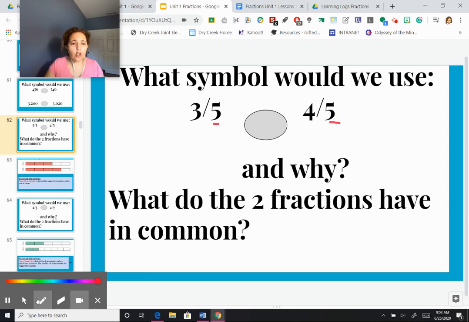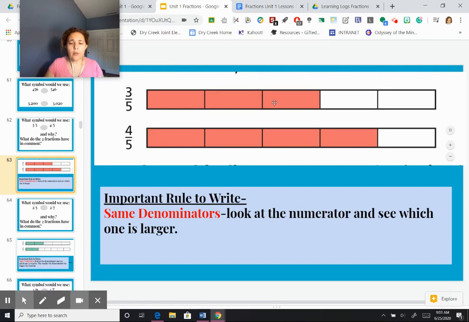So if you're not sure, let's look at our fraction bars. Okay, and in the next slide, I have my fraction bars. So this is 3 out of 5. This is 4 out of 5. They're both broken up into 5 equal pieces. This one has 3 out of 5. This one has 4 out of 5.